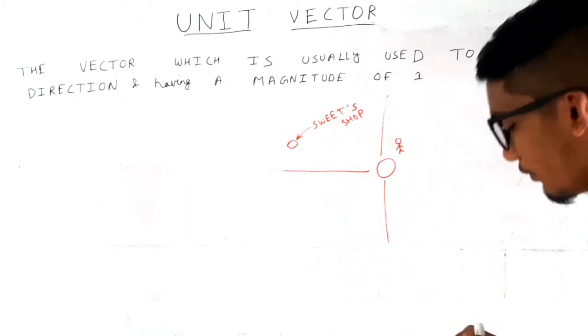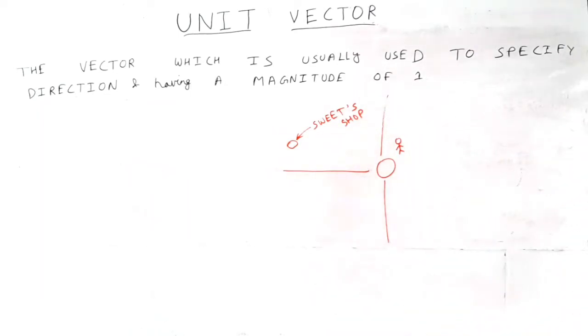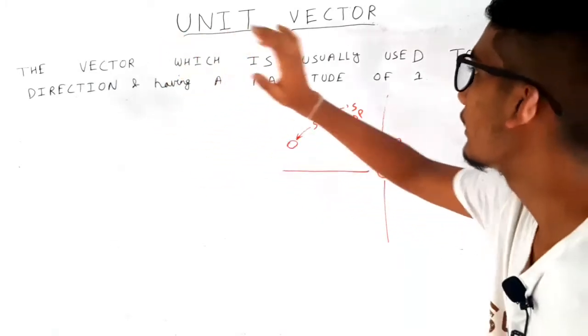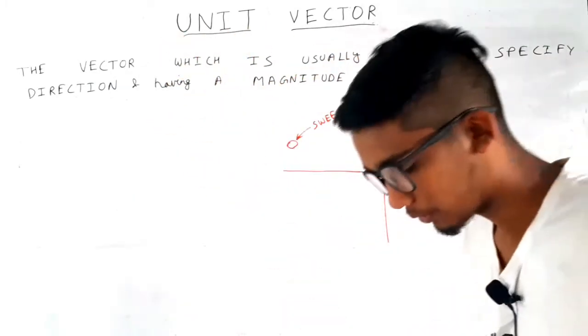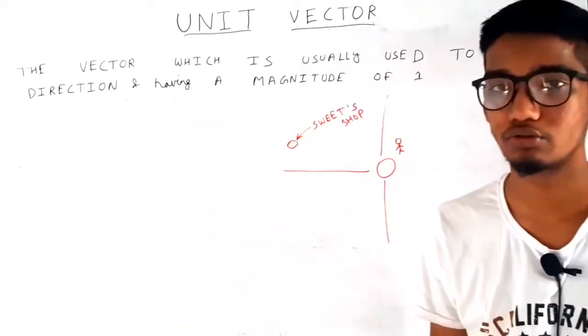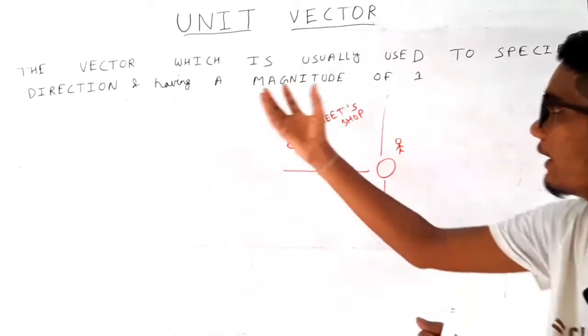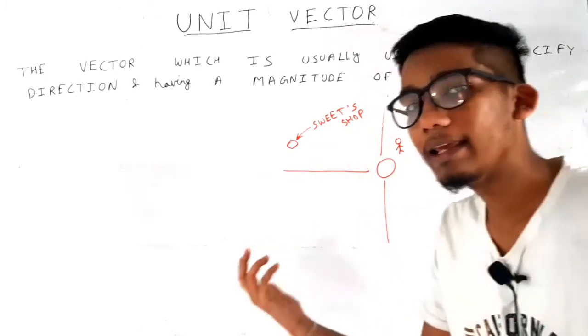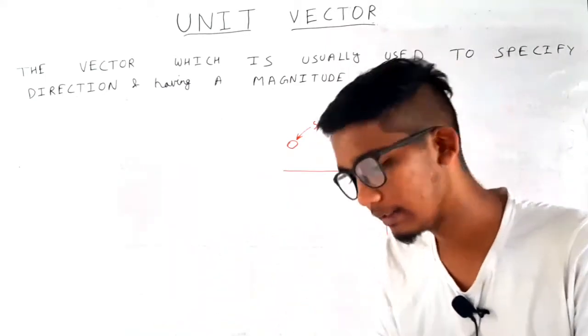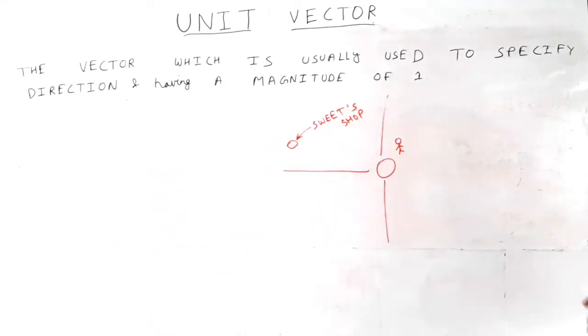So basically we use unit vectors. What is a unit vector? The vector which is usually used to specify direction, and having a magnitude of 1. Then the question arises, why do they have a magnitude of 1? Let's discuss why they have a magnitude of 1.